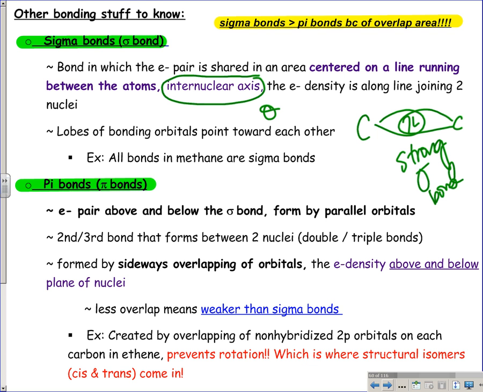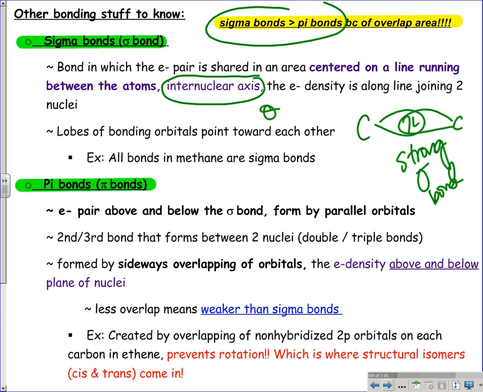So do pi bonds overlap very much? No. Here, I'll sketch it. They barely overlap. But sigma overlaps a lot. This one's really strong, this one's very weak. So you can break a pi bond, that overlap on top and bottom, relatively easily. That's why sigma bonds are stronger than pi bonds, because of the overlap.